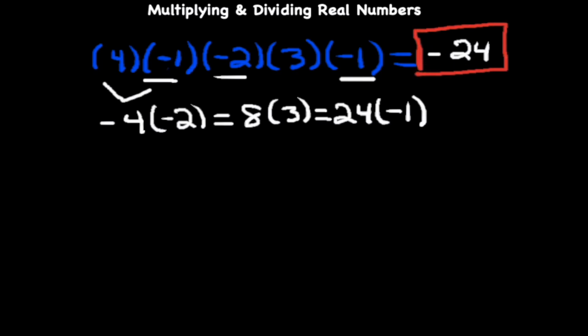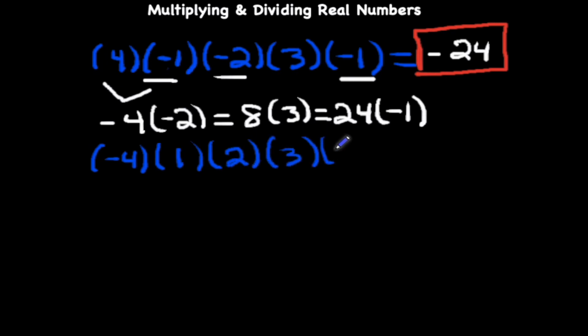All right, so let's say you're given this string of factors to multiply. So negative 4 times 1 times 2 times 3 times negative 2. All right, so let's take a look at our negative factors. How many do we have? So we have 1, 2. We have two negative factors, and we know that 2 is an even number. Therefore, we will get a positive product, right?